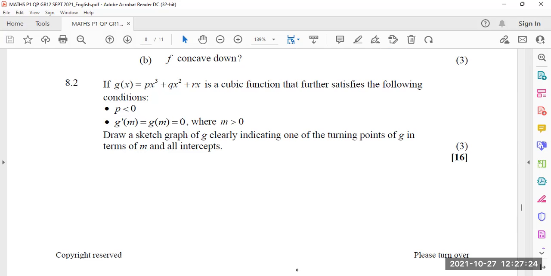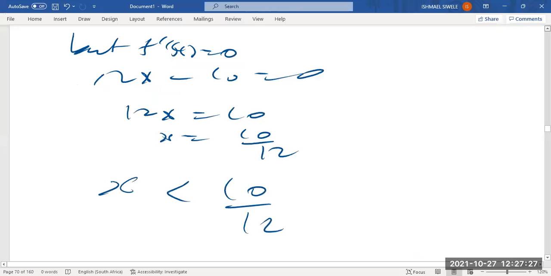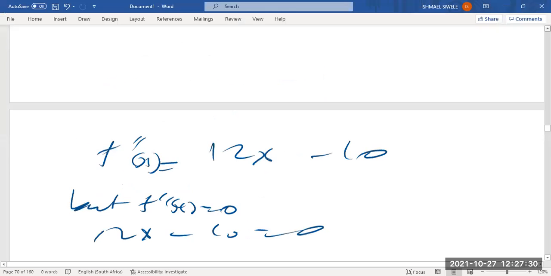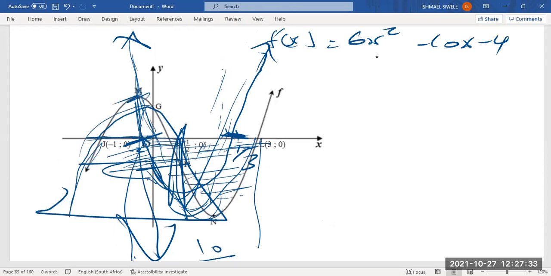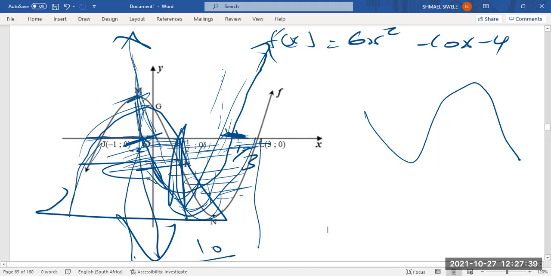So if p is less than 0, what type of graph are you expecting? It won't be like this one. Remember, p is less than 0, so it won't be like this one that we have here. This one goes like this, right? That one must be like this. Okay, so that is the shape that you're expecting.